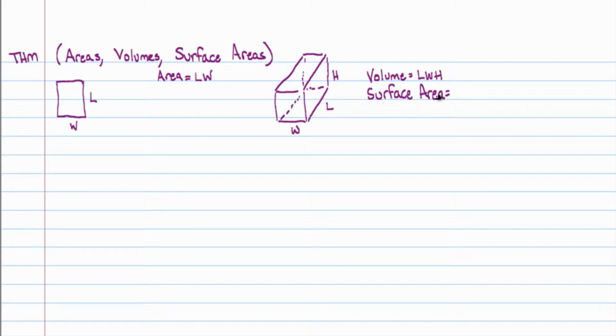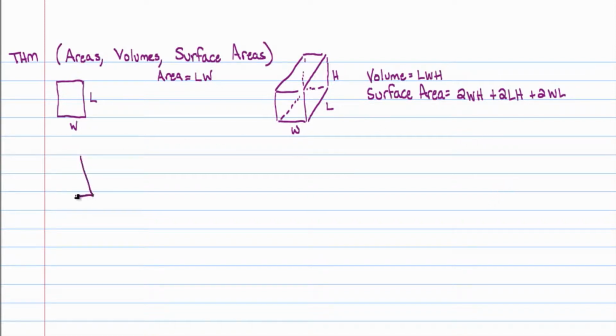Let's start with the front and the back. The front has a width and a height, and so does the back, so you have two width times heights. And now you have the two sides and the top and the bottom. The two sides have dimensions length times height, and the bottom and the top have dimensions width times length. So that's really all there is to rectangular objects.